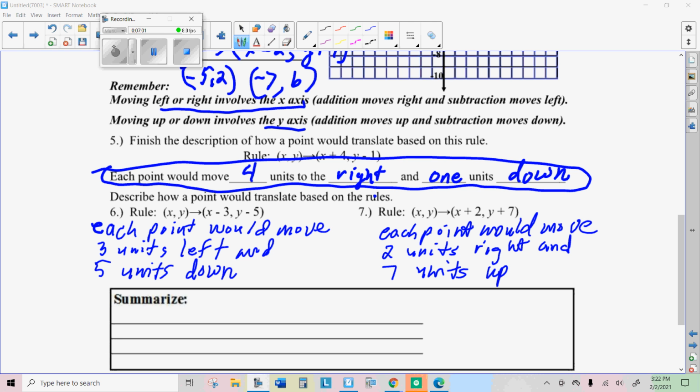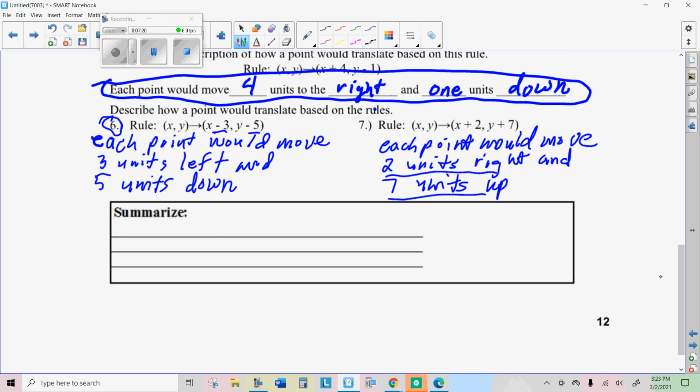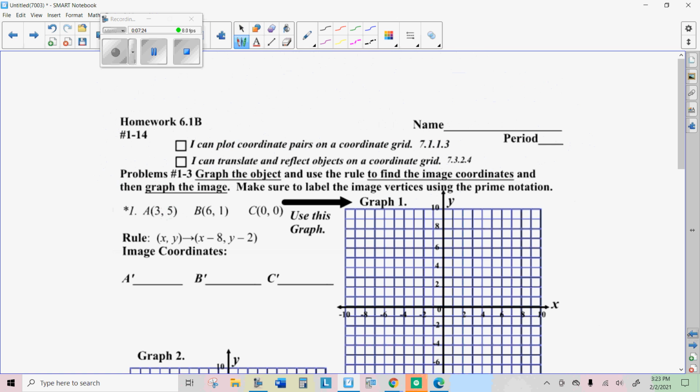So here's what I'm thinking. Each point in this rule here would move 3 units to the left and 5 units down. On the second one, each point would move 2 units right and 7 units up. So go ahead and summarize what you've learned here, and then you should be ready to try some problems. We'll talk to you soon.